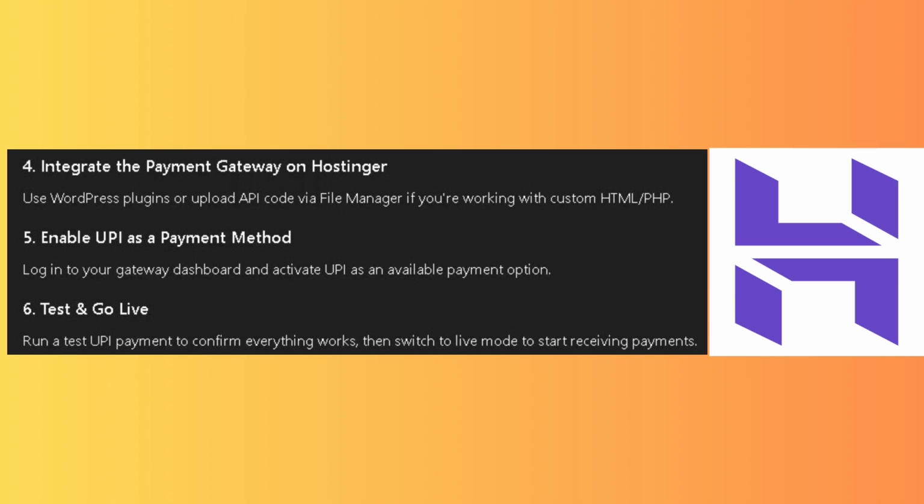Go live and test. Run a test UPI payment to confirm everything works correctly, then switch to live mode to start receiving payments. Now you know how to add a UPI payment gateway in Hostinger.